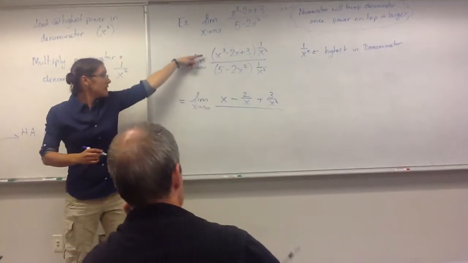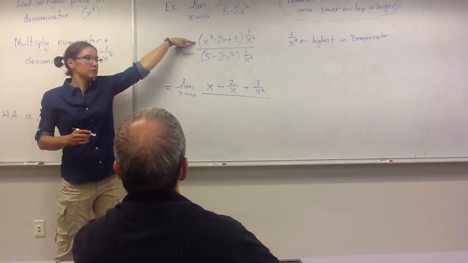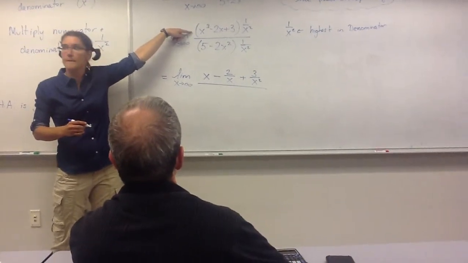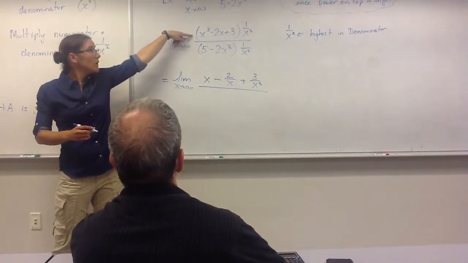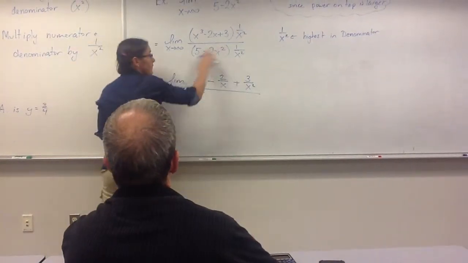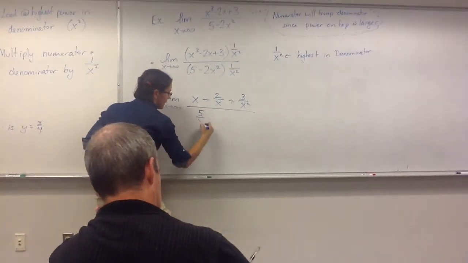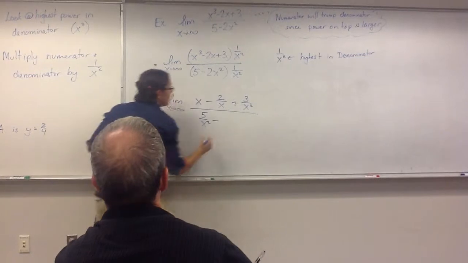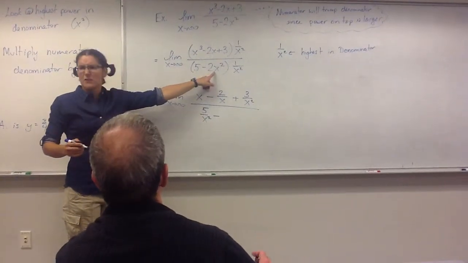Are there any questions about the algebra in the numerator? Distribution going on there. Okay. In our denominator, we've got 5 over x squared minus 2. And this is going to be a 2.